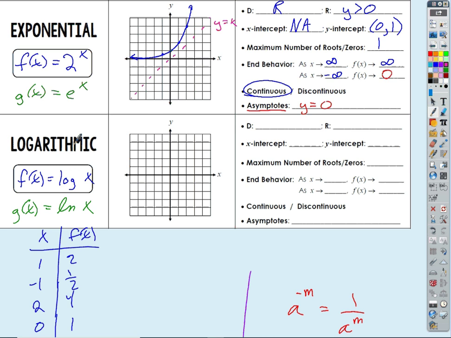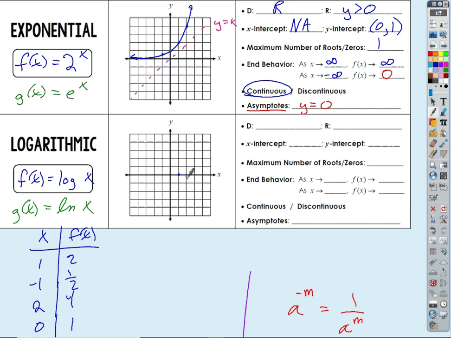So what's it going to look like then? Well, instead of going through the point 0, 1, what point is it going to go through? 0, -1? No. If I'm reflecting it over this line, 1, -1? No, 1, 0. Yeah, it's going to go through the point 1, 0.